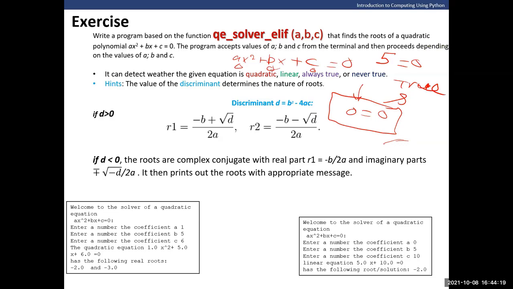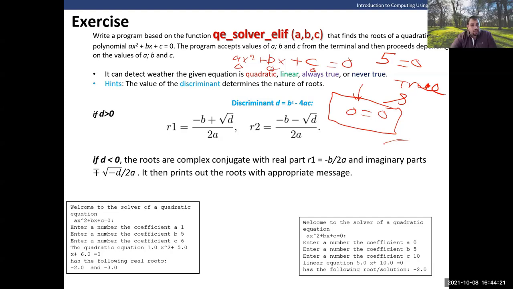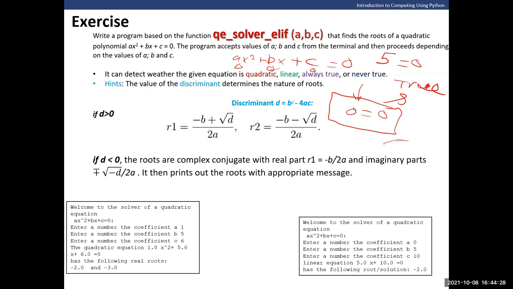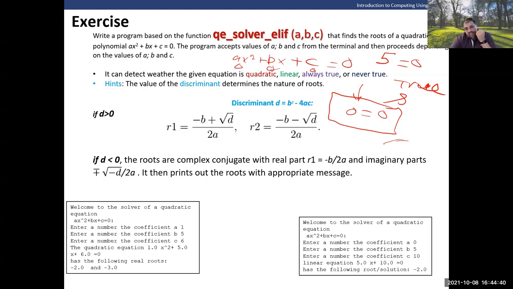Actually, I have one more question. Sorry, I keep asking questions. How exactly are we going to put them all at the same time? I can easily say, for example, first check, is this quadratic? And then give you that answer. But how do I put quadratic and then linear and always true and never true in the same exact function? You need to use if and else.